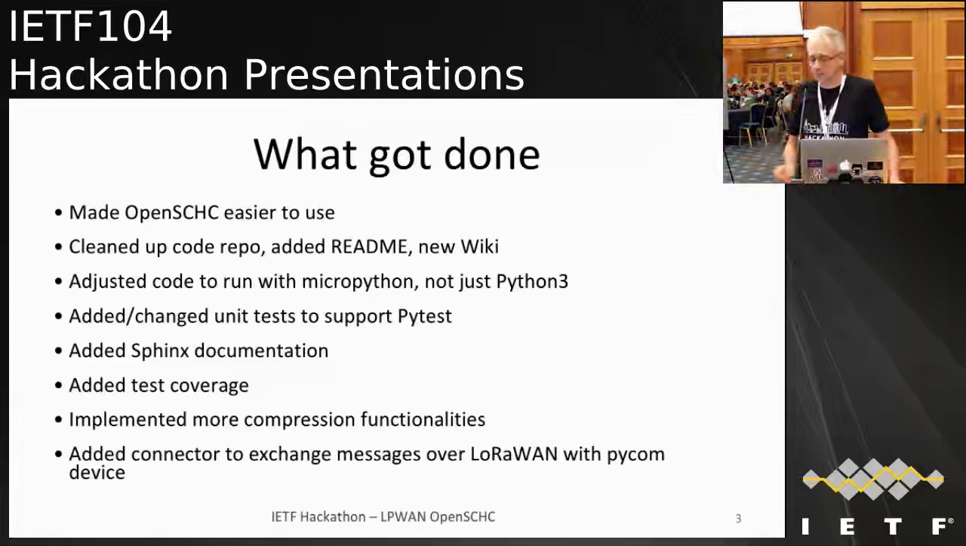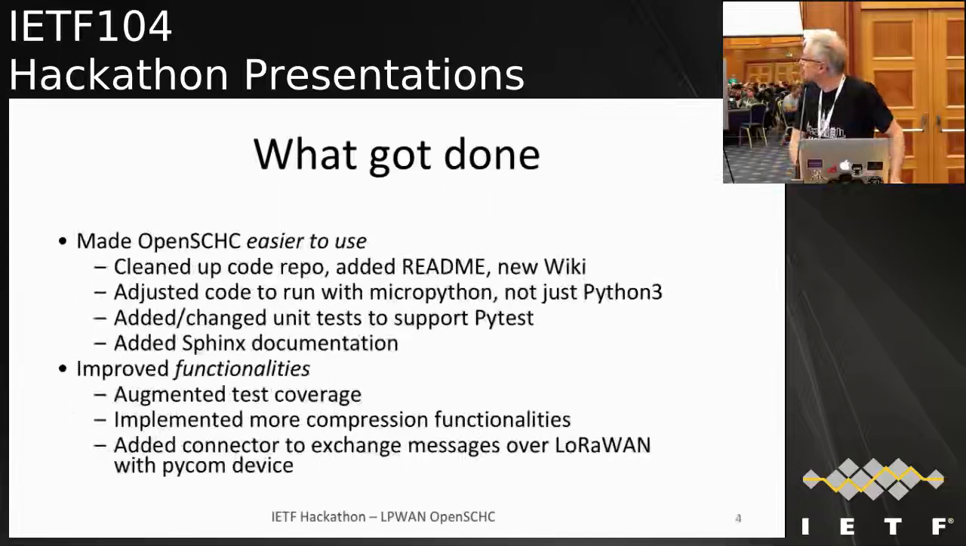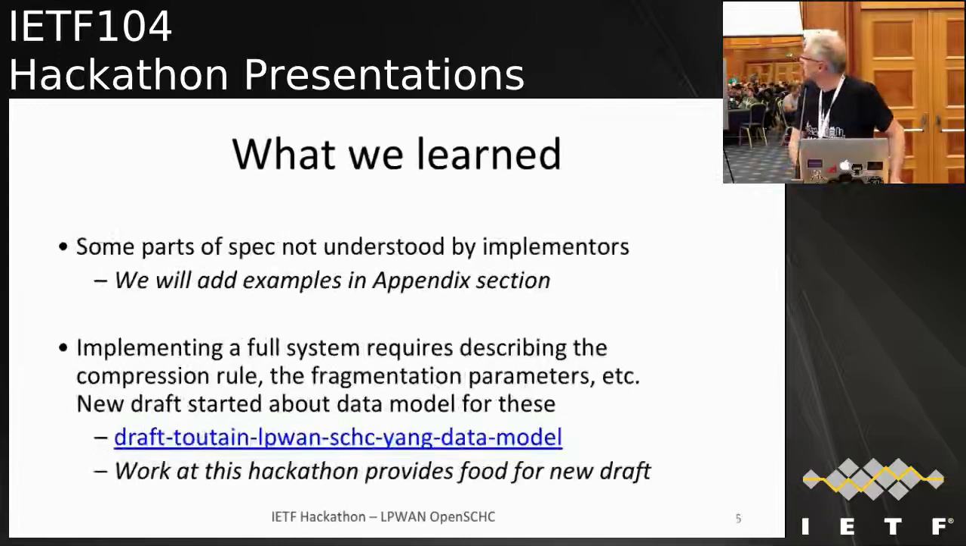We added Sphinx documentation as well. And we improved the code base. We added more test content, and we improved the functionality, especially on the compression front, where the code was not fully implementing all the features of the draft so far. And also the code has a simulator of a link where we can set the loss rate for packets, but we added a connector so that you can use actual hardware and send your packets over a real LoRaWAN network. Yeah, this is done.